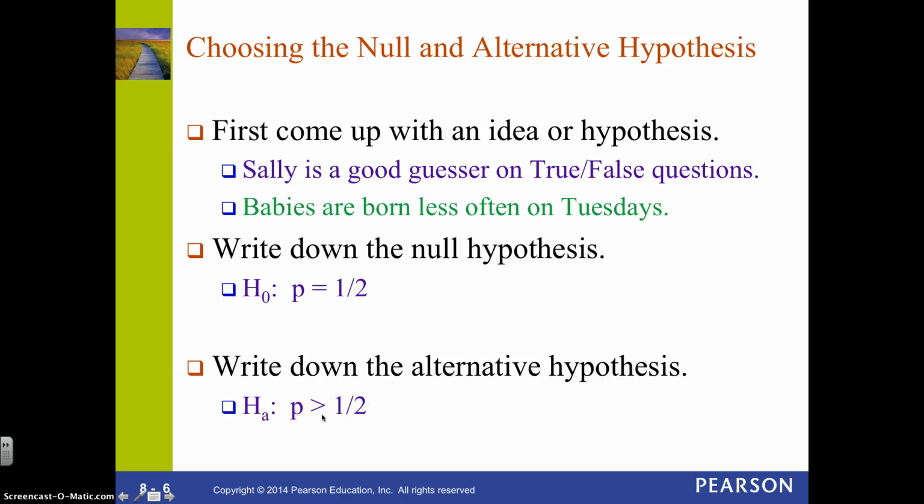Okay. For the babies born less often on Tuesday, my null hypothesis would be that the population proportion is 1/7, the 1/7 coming from the fact that there are 7 days in a week, so we would expect about 1/7 of the births to be on any one day. So since we're only looking at Tuesdays, we expect about 1/7 of the babies to be born on Tuesdays. And since we're saying babies are born less often, our alternative hypothesis would be that the population proportion is less than 1/7.